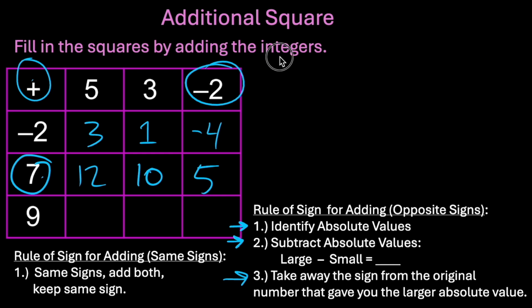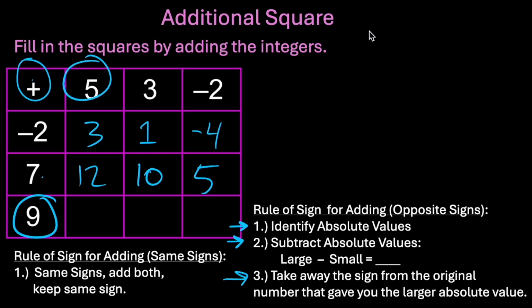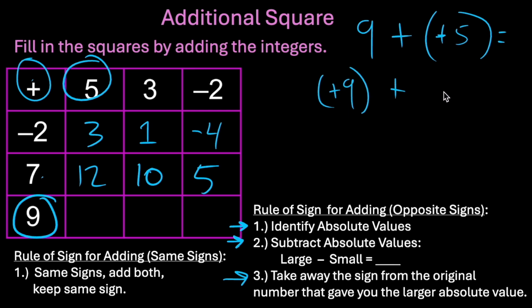Erase all this. And now we're finishing up with the last row. So 9 plus 5. 9 plus +5 equals. Okay, so we are adding two numbers with the same sign. Both of them have positive signs. So all we have to do is add them both and keep the same sign, which is positive.